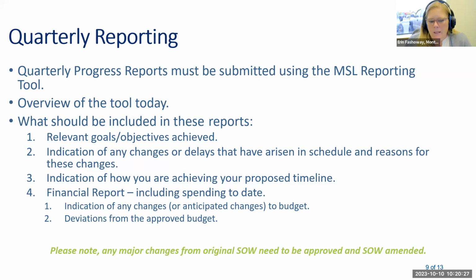And then there is a whole section on financial reporting. We want to understand what you've spent to date, any indication or anticipated changes to the budget, and any deviations from the approved budget. We're going to say this a lot, but any major changes from the original statement of work will trigger a need for a contract amendment, and that has to go through an approval process, and we will talk about that shortly.